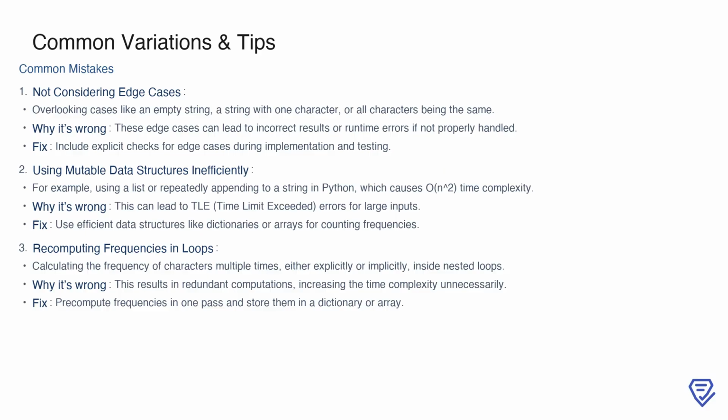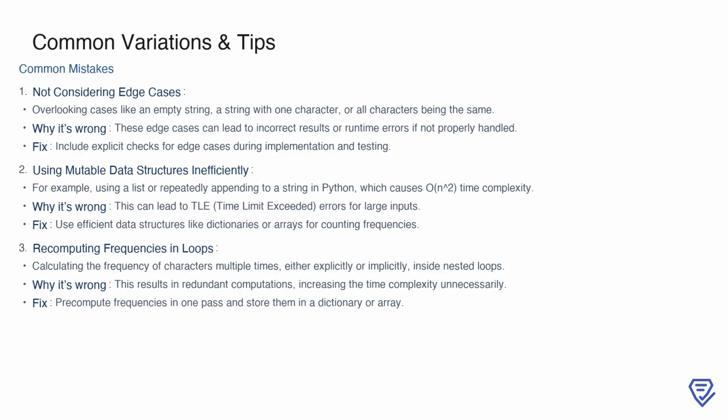Next, using mutable data structures inefficiently can lead to poor performance. For instance, repeatedly appending to a string in Python creates O(n squared) time complexity because strings are immutable, and each append creates a new copy. Instead, opt for efficient structures like dictionaries or arrays to count character frequencies.